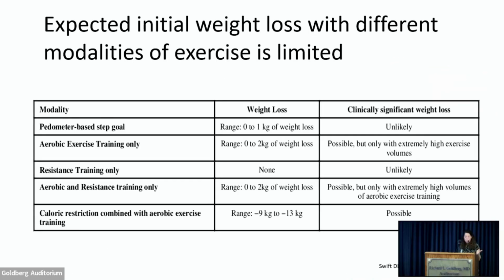And so when we look at expected initial weight loss with different modalities of exercise, it's really limited, right? So again, we want to be recommending these things to our patients, but I also want to make sure we're clear with our patients that this isn't going to be this huge boom or bust. On average, initial weight loss is somewhere in the order of 0 to 2 kilograms. When we combine this with caloric restriction, we certainly see accelerated weight loss. But in general, the exercise itself is not doing a huge thing.